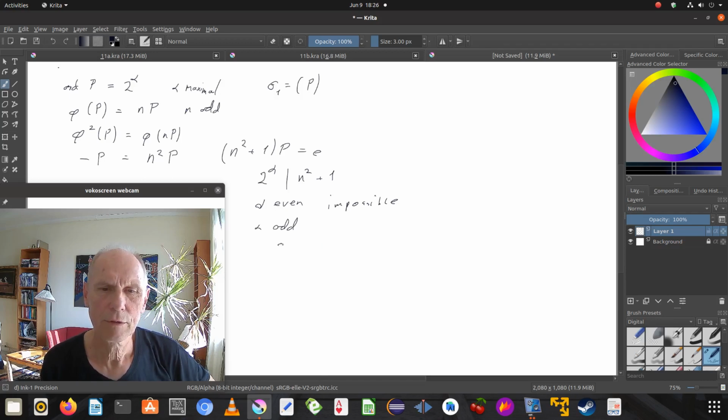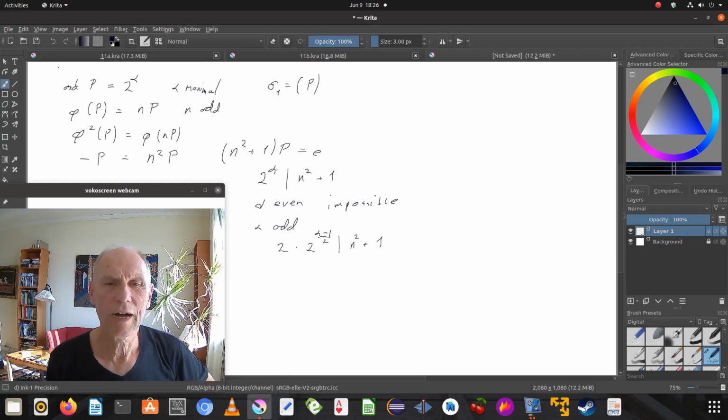Then we have 2 times 2. Oh, it's just that it divides n squared plus 2. It's not equal to n squared plus 2. So this is all wrong.